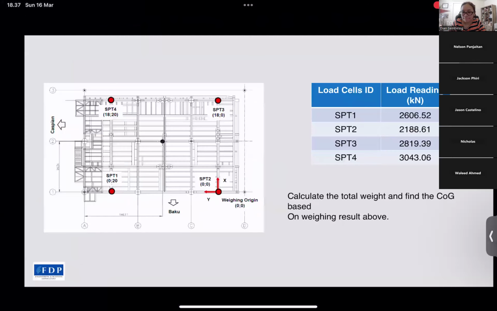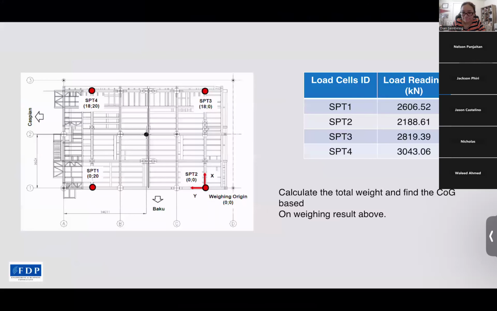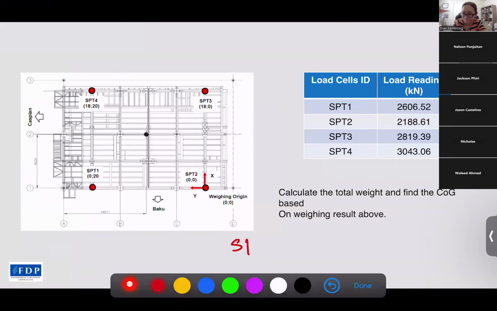So what is this one? 0, 20, that's the coordinate. If we still remember how to write the coordinate, let's say SPD1 is 0, 20. Then the 0 will be the x, and the 20 is the y. That's the coordinate in the Cartesian system.